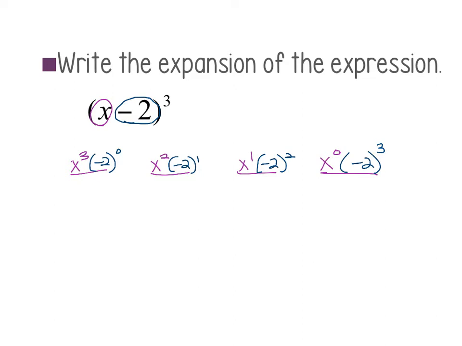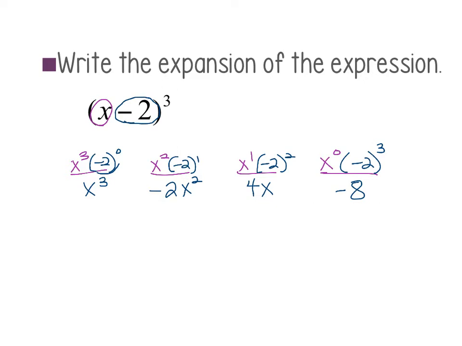So I can already start to simplify it. I could say that negative 2 to the 0 is what? 1, so this is just x to the third. Negative 2 to the first times x squared is a negative 2x squared. Negative 2 squared is 4 times x to the first is 4x. Negative 2 to the third is negative 8. X to the 0 is 1, so this is just negative 8.